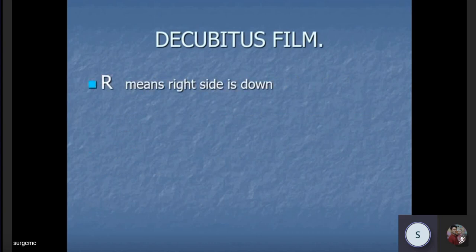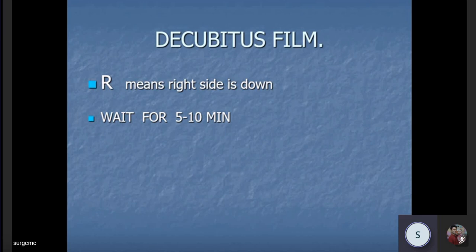On X-rays, you will see some markers, anywhere, in any part or at any angle of the plate. Usually the R is right. So when you get a plate, if R is marked, always keep that on the right for your interpretation.